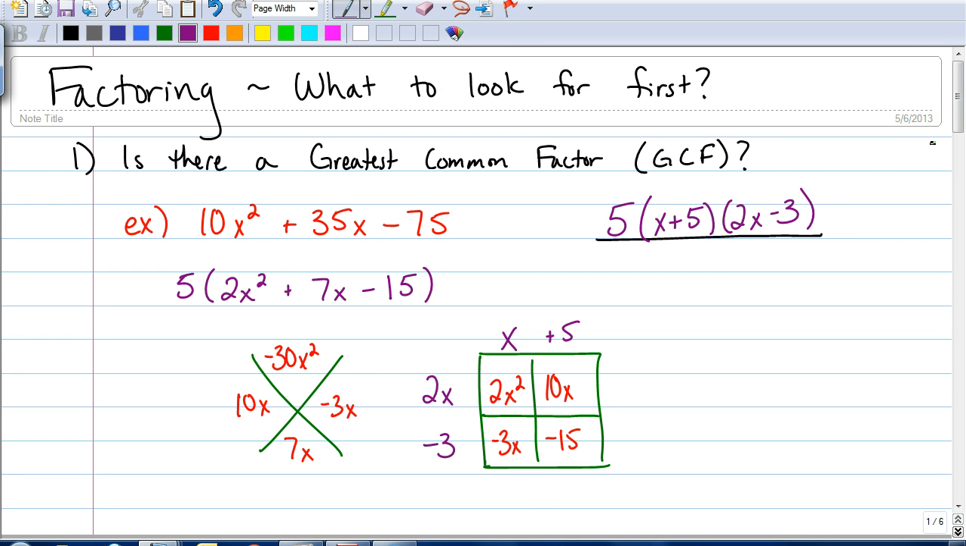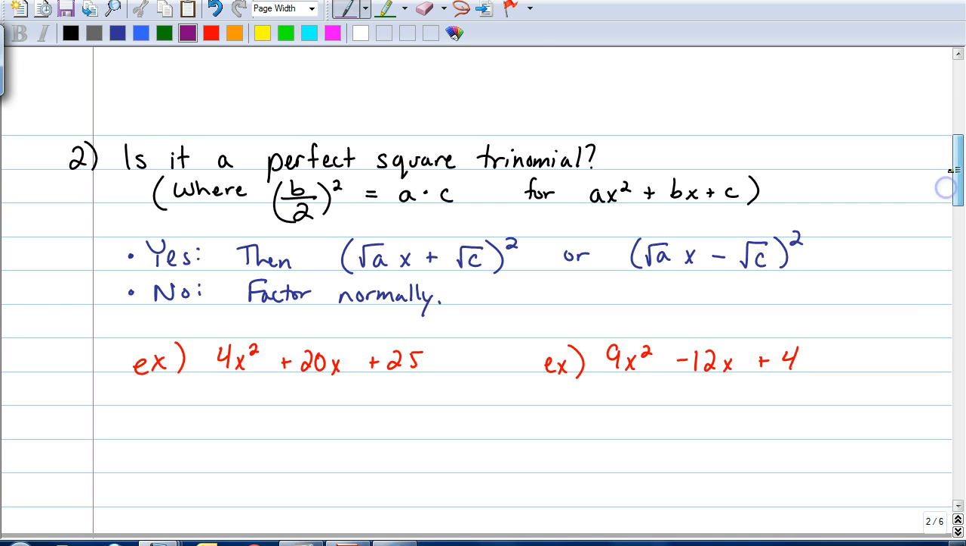You always want to look to see, is there a greatest common factor? Now the next thing we're going to look for is not really that necessary, but if there's 3 terms, we want to look to see, is it a perfect square trinomial? Now, what makes a perfect square trinomial? That's what's underneath here in black.